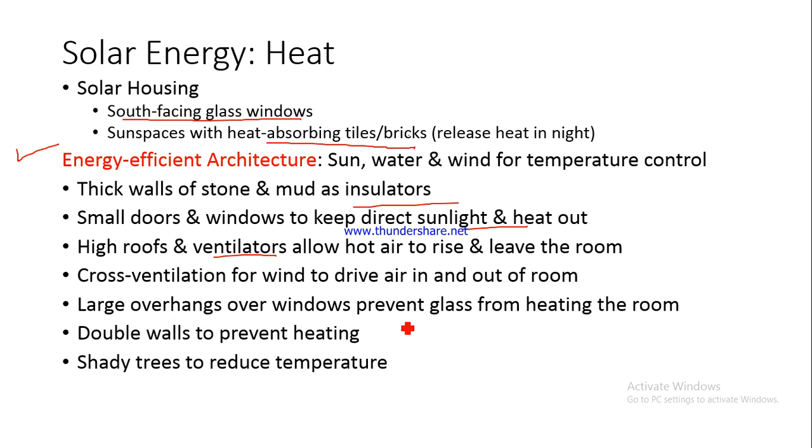Then we've got large overhangs over windows so that the glasses don't heat up. And if the glasses heat up, then they will create some kind of a greenhouse effect. We don't want that. So what we are doing is constructing large overhangs over the windows so that the glasses don't heat up and then don't heat up the room also. Double walls to prevent heating, and shady trees are also planted in the courtyard so that the temperatures may be kept in control and so that there is a movement of air. Right, so all these things are taken care of to construct energy efficient architecture.